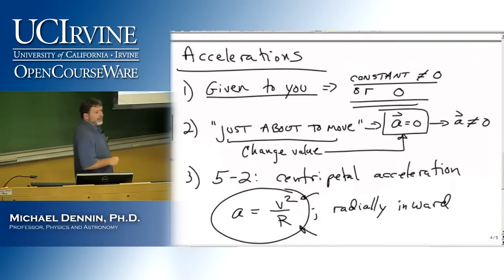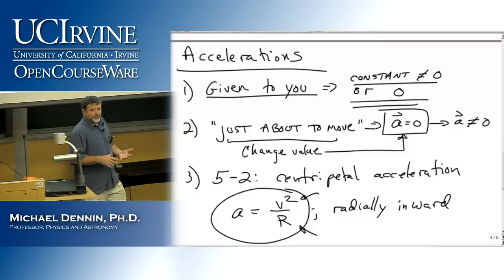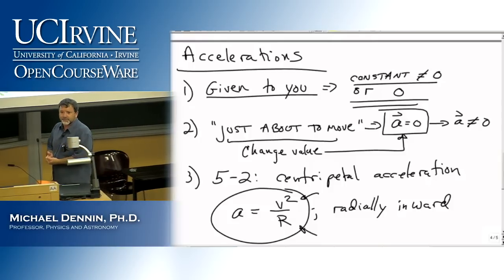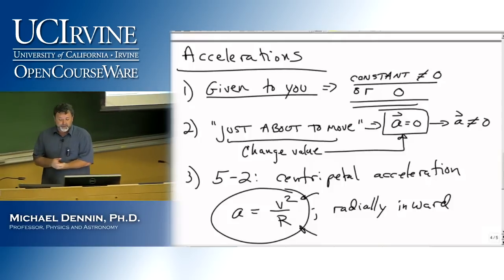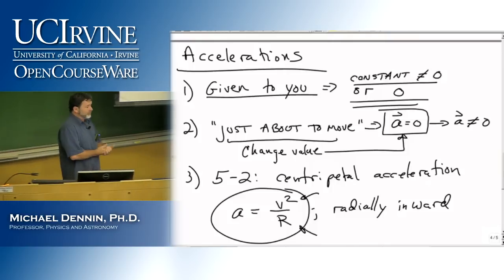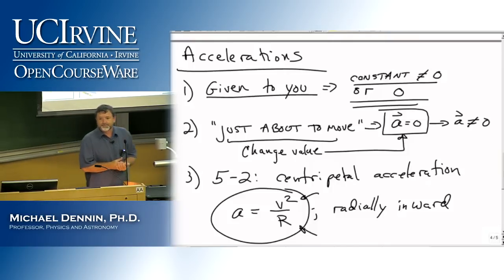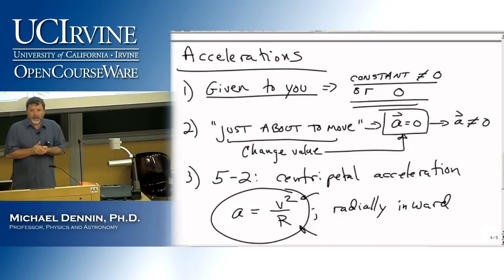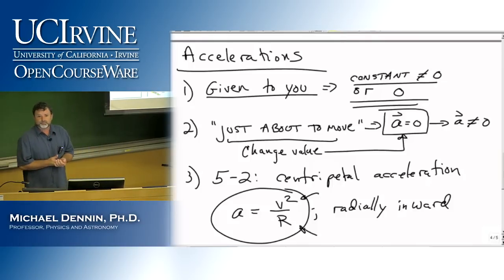These are the three ways we get accelerations. So when you're reading a problem, you're asking yourself, do I know the acceleration already? And I'm going to know it because one of these three things happen. They either give it to me, they tell me I'm just about to move, or they tell me my speed of moving in a circle. If they don't tell you one of these three things, you're going to have to find it using F equals ma if it's something you need in the problem.